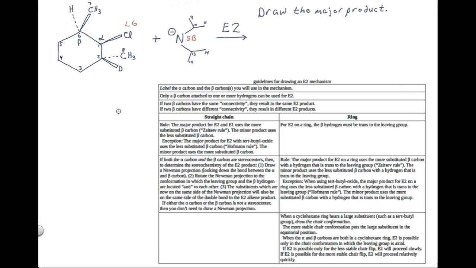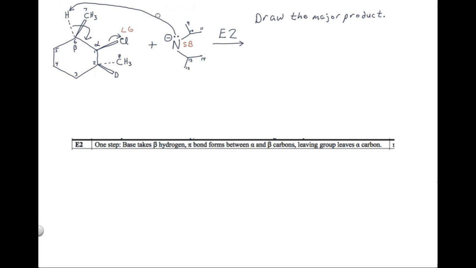Okay, so let's go ahead and draw our mechanism. An arrow to show the base taking the beta hydrogen, an arrow to show the pi bond forming between alpha and beta carbons, and an arrow to show the leaving group leaving. Now we can draw the products.